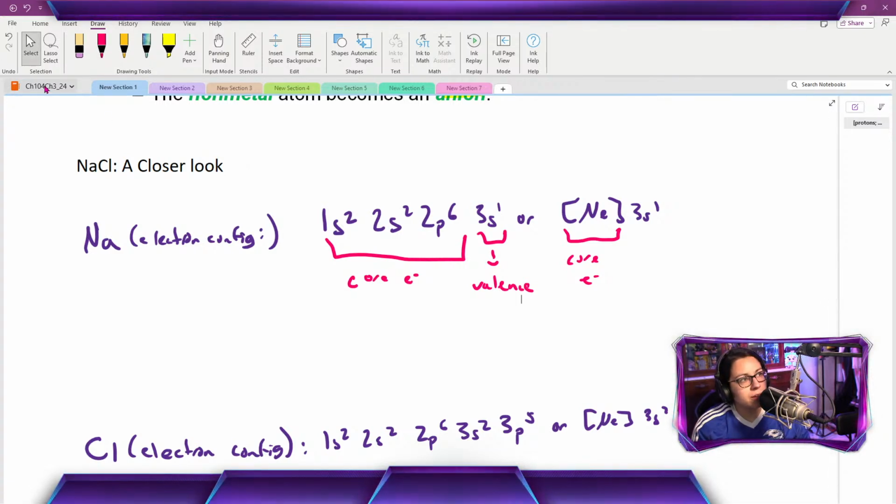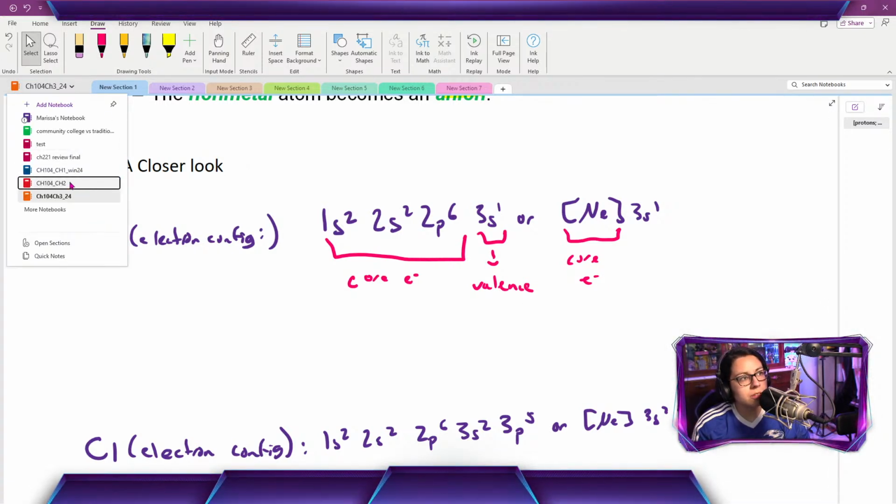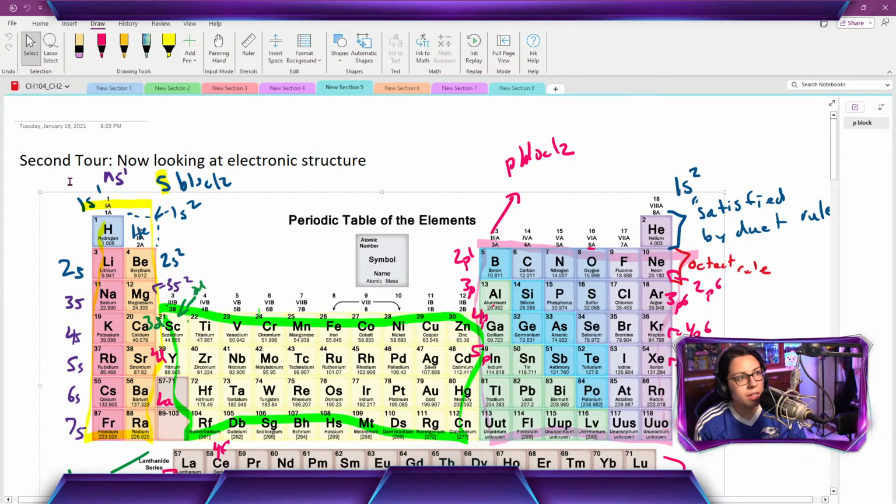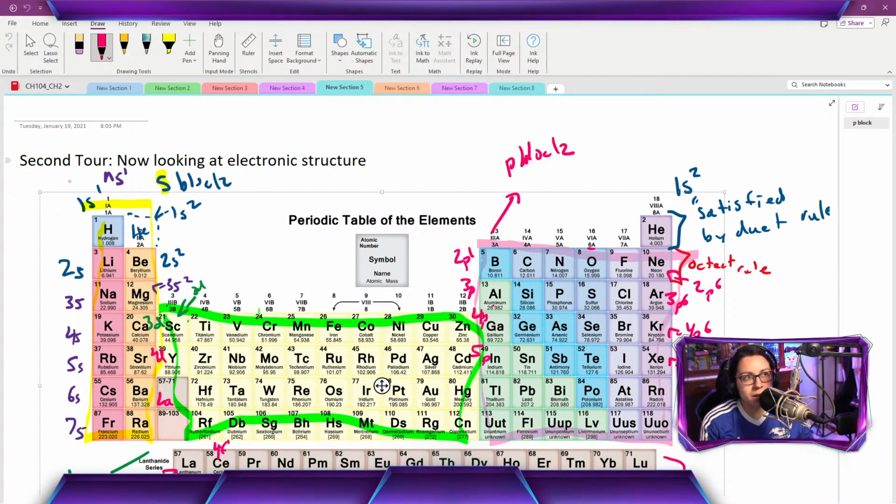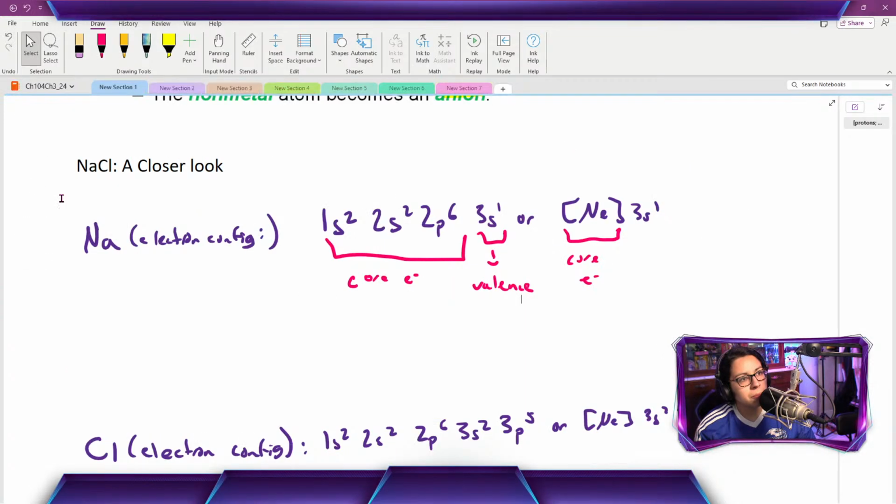We can go back to chapter 2 as a reminder. That's why we said those alkali metals were really reactive, because they have this ns1 pattern. So sodium has one valence electron. But what we're learning, and why it's reactive, is that it's going to give up this electron. It's going to donate it to chlorine.